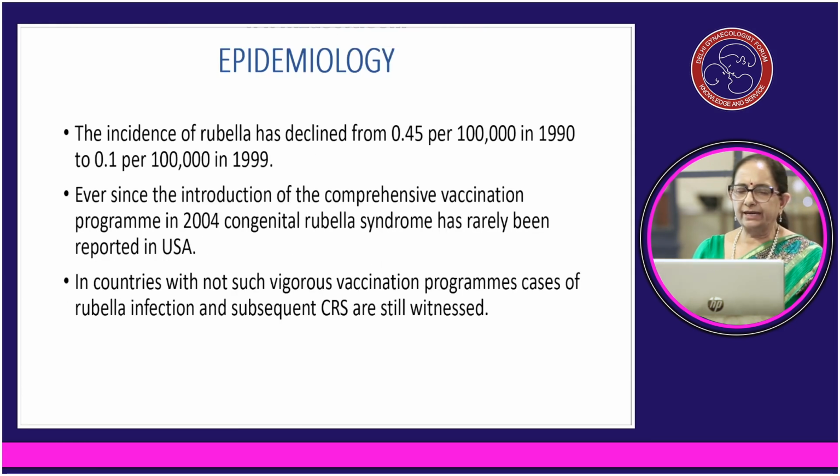The incidence of rubella has declined from 0.45 per 1 lakh in 1990 to 0.1 per lakh in 1999. Ever since the introduction of the comprehensive vaccination program in 2004, congenital rubella syndrome has rarely been reported in USA. In countries without such vigorous vaccination programs, cases of rubella infection and subsequent CRS are still witnessed.